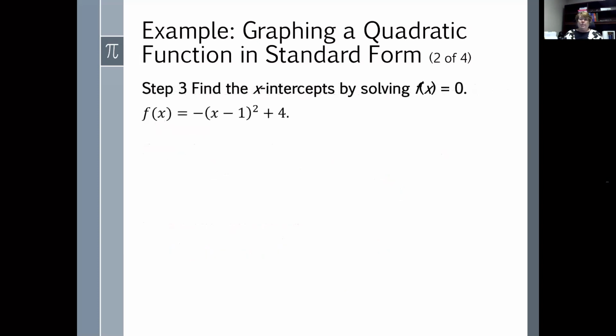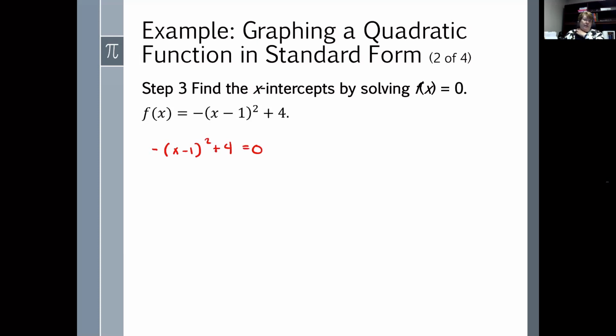The next thing we need to do is find the x-intercepts, if there are any. We find the x-intercepts by setting the function equal to 0. So we take our function and we set it equal to 0 and we solve the resulting quadratic equation.